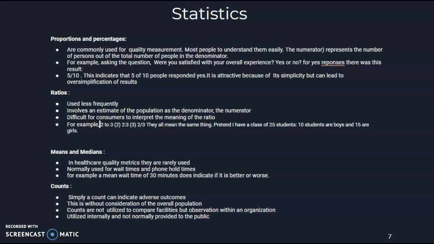And then counts. Simple, but effective. Counts can indicate adverse outcomes. This is without consideration of the overall population. And they are not utilized to compare facilities, but are observations within the organization. And they're utilized internally and not normally provided to the public. You know, we had 500 patients today. Very simple count. It's used internally.